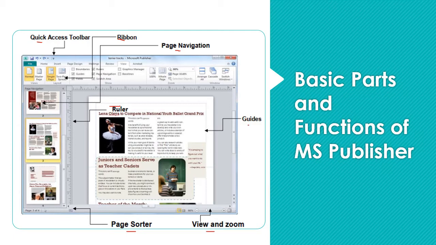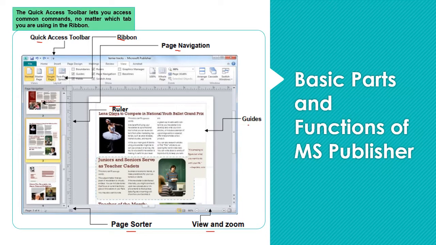So what is the purpose of the quick access toolbar? So the quick access toolbar here lets you access common commands no matter which tab you are using in the ribbon. And then for the ribbon, it contains multiple tabs, each with several groups and commands. All of these are the ribbons.